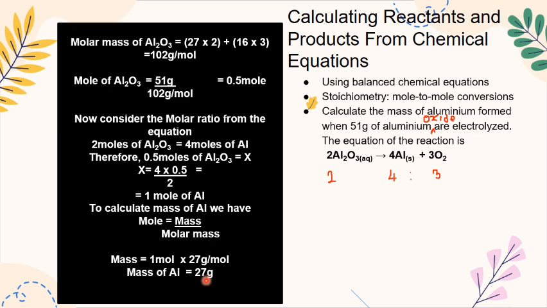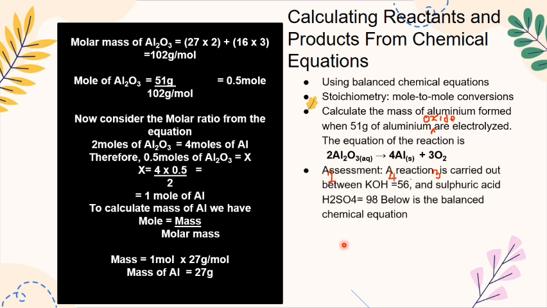So we have 1 mole, that is the value we got here, times 27 gram per mole. This 27 gram is the molar mass of aluminium. So the final answer, the mass of aluminium, is equal to 27 gram. Please remember the unit of mass is gram, the unit of molar mass is gram per mole, and the unit of mole is mole, M-O-L. Okay, so that's how to solve this chemical equation, getting mole and mass from a chemical equation.